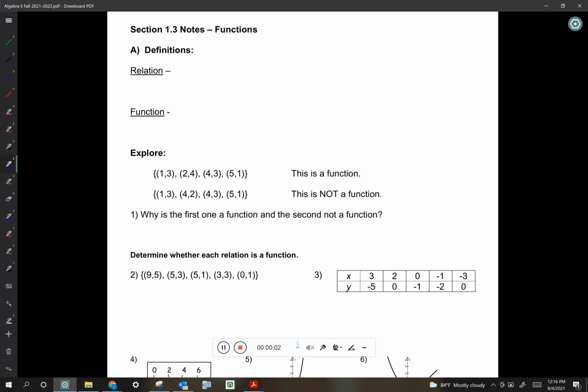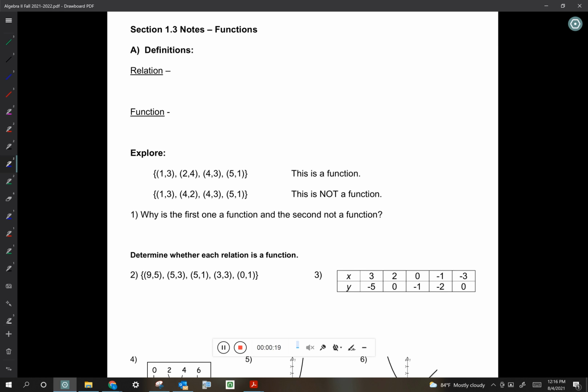This is Algebra 2, Section 1.3 notes. That's all about functions. So first of all, we have to start with a couple of basic definitions. Oftentimes you'll hear a relation or a function, okay? And they are different. They're related, but they are different.